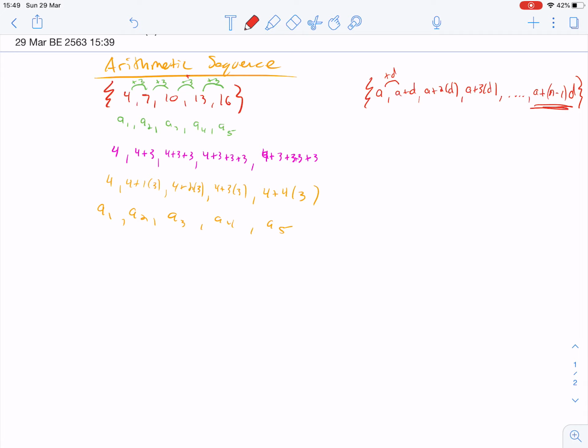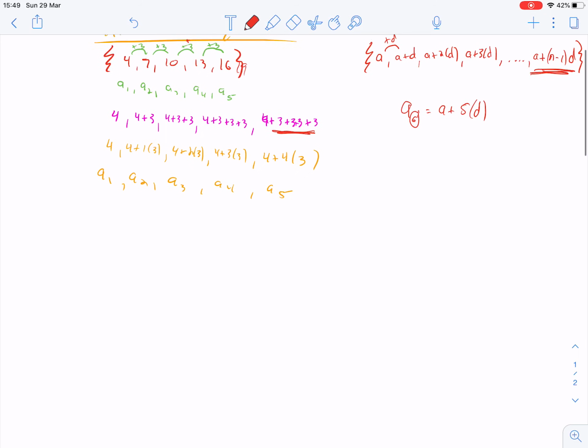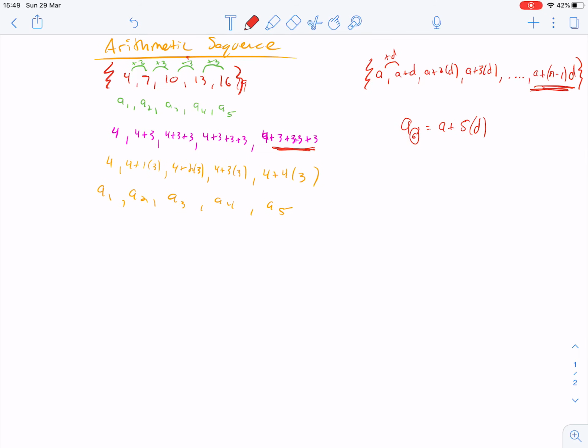It doesn't matter what term we put in there. Say we had A of 6. That would give us our first term plus n, which is 6, minus 1, so 5 times the difference. That would be 5 of these. Hence, 19 would have been our A6, which we get by adding 3 five times. That's where this formula comes from, and it is going to be very important when we're talking arithmetic series.